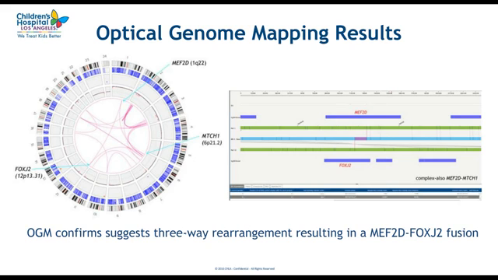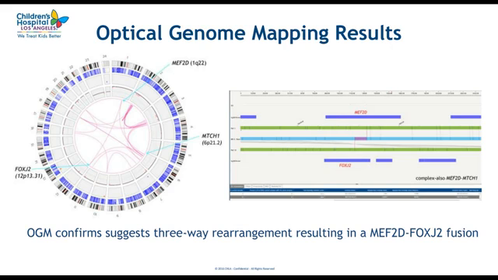And among all these structural variants detected by optical genome mapping, one really stood out, which was a three-way rearrangement involving chromosomes 1, 12, and 6. So I tried to highlight it in the circos plot on the left. But at the breakpoints on chromosomes 1 and 12 were some important genes. On chromosome 1, it was MEF2D, and then on 12, FOXJ2.